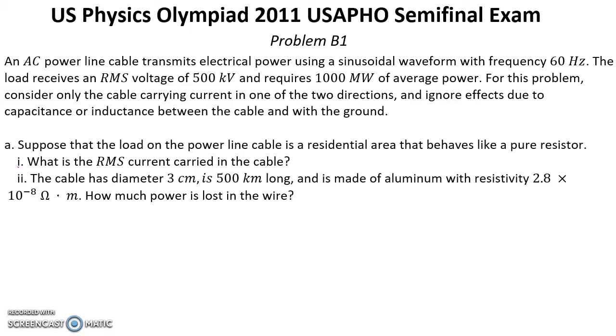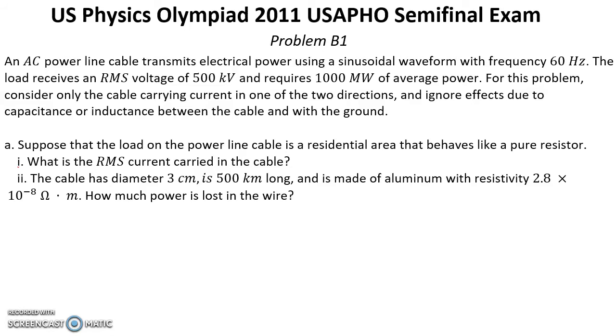Question A. Suppose that the load on the power line cable is a residential area that behaves like a pure resistor. 1. What is the RMS current carrying in the cable? 2. The cable has a diameter 3 cm, is 500 km long, and is made of aluminum with a resistivity 2.8 × 10^-8 ohm meter. How much power is lost in the wire?